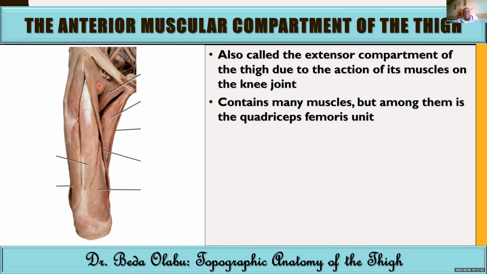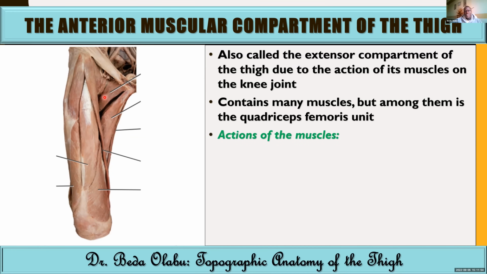Then there's this one here. We call this the iliopsoas unit, consisting of a muscle called iliacus on the lateral aspect and another one called psoas major on the middle aspect, except that they merge together. And so we call this the iliopsoas unit. Then lastly, we have this one, which we call pectineus muscle, found both in the anterior compartment as well as in the medial compartment of the thigh.